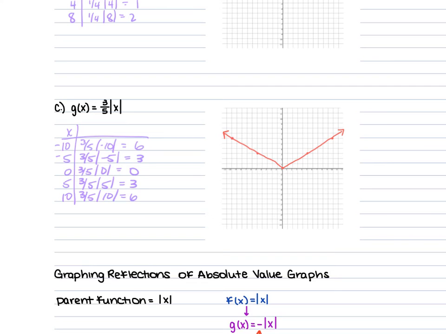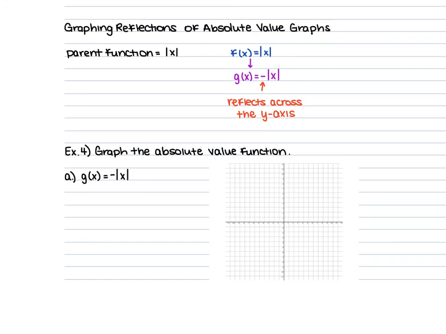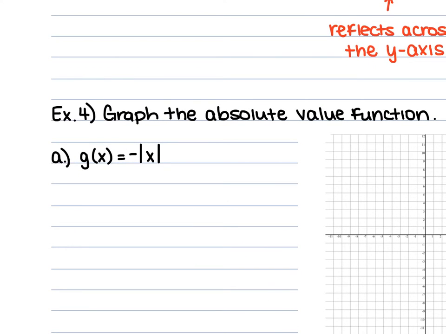Reflecting with these absolute value equations, if it's in front of the x or in front of the absolute value, you're reflecting across the x-axis. If it's inside the absolute value, you're reflecting across the y-axis. So again, we can pick ordered pairs, plug them in. So for A, we have g of x is equal to a negative times the absolute value of x. So I'm going to pick -2, -1, 0, 1, and 2.